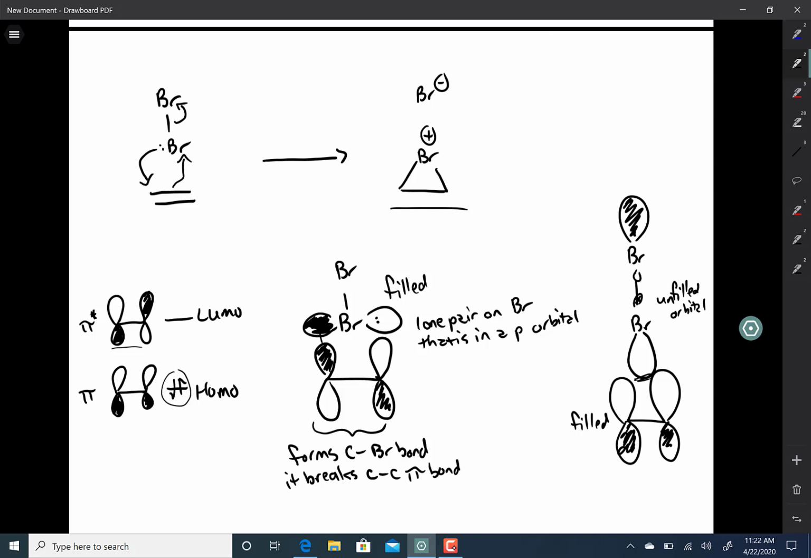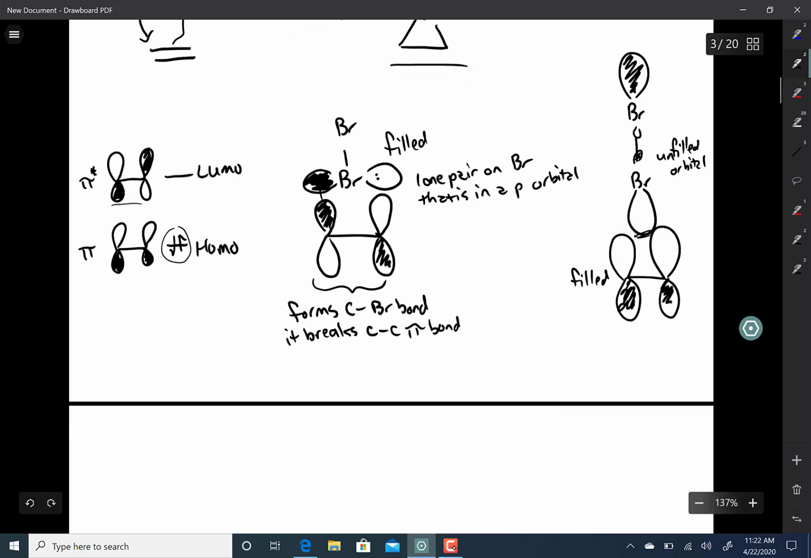And these interactions are occurring simultaneously. This is how two molecules are using their molecular orbitals to interact with each other. These interactions are always between a filled and an unfilled orbital. Okay.